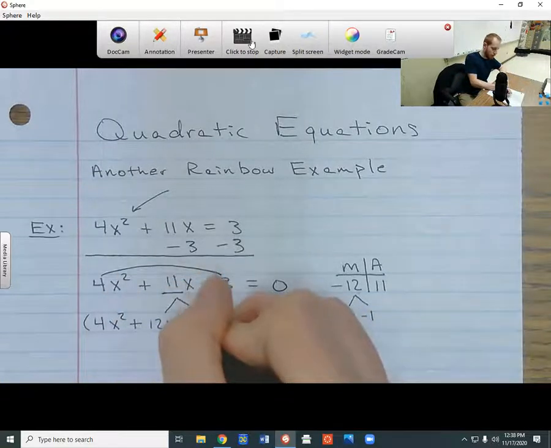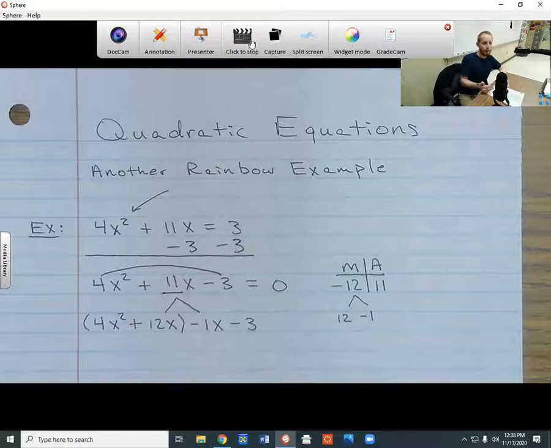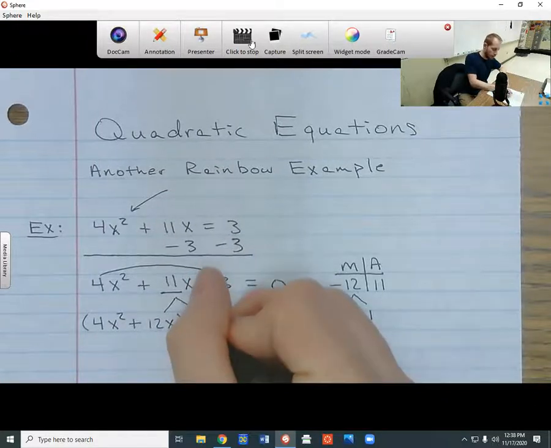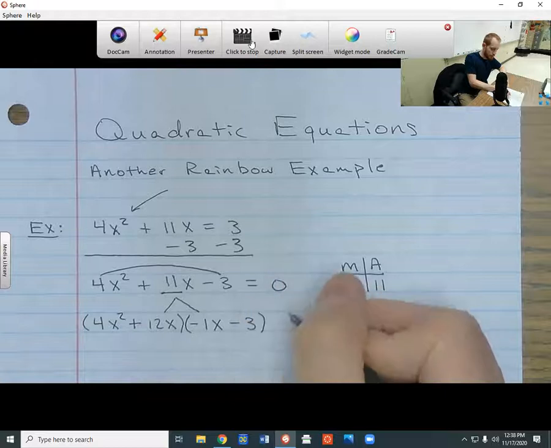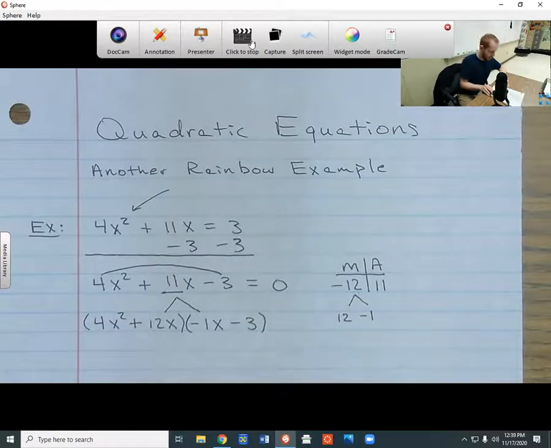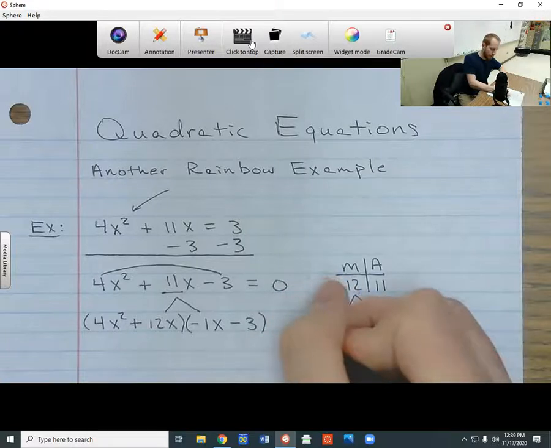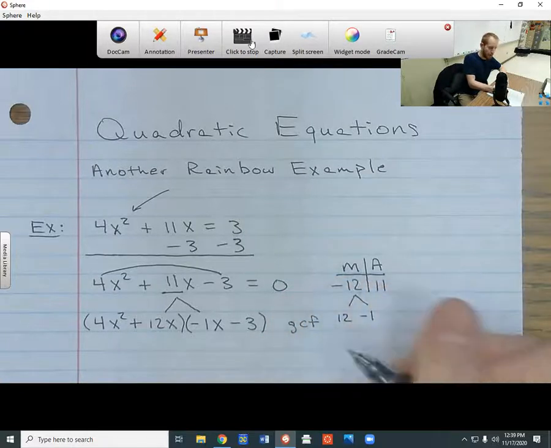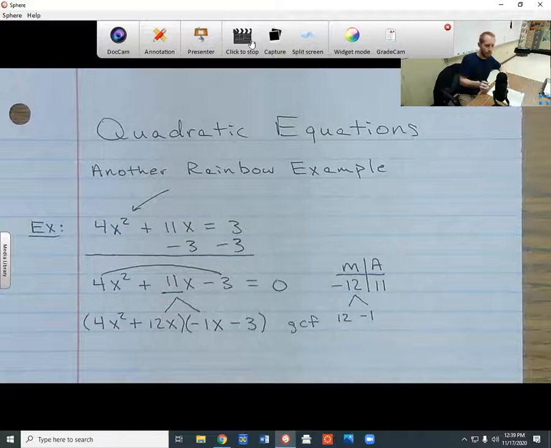So this is going to be my second group, where this is my first group. Okay? So at this point, I look and see what I can take out. I'm trying to take out the greatest common factor, right? I'm trying to take out that greatest common factor that they both have in common. So looking at the first group, what these two terms have in common would be a 4 and an x. So I'm going to take out a 4x.